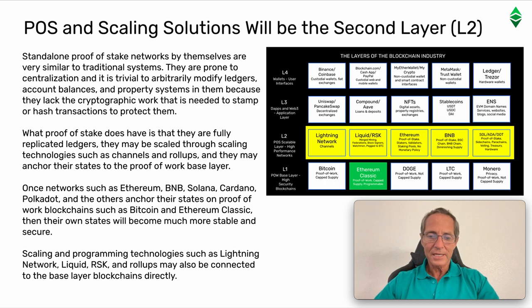Once networks such as Ethereum, BNB, Solana, Cardano, Polkadot, and others anchor their states on proof of work blockchains such as Bitcoin and Ethereum Classic, then their own states will become much more stable and secure. Scaling and programming technologies such as Lightning Network, Liquid, RSK, and rollups may also be connected to the base layer blockchains directly.